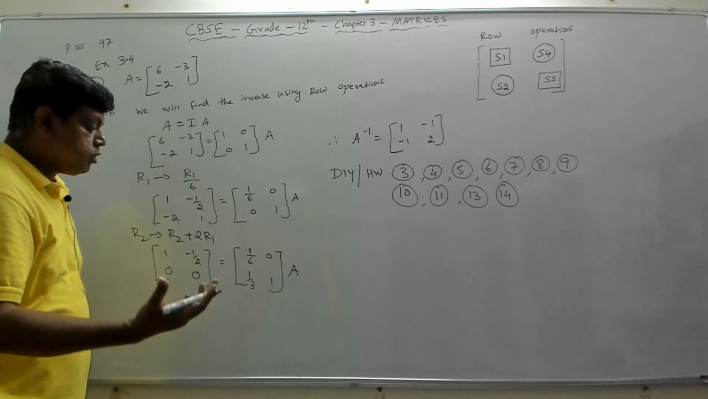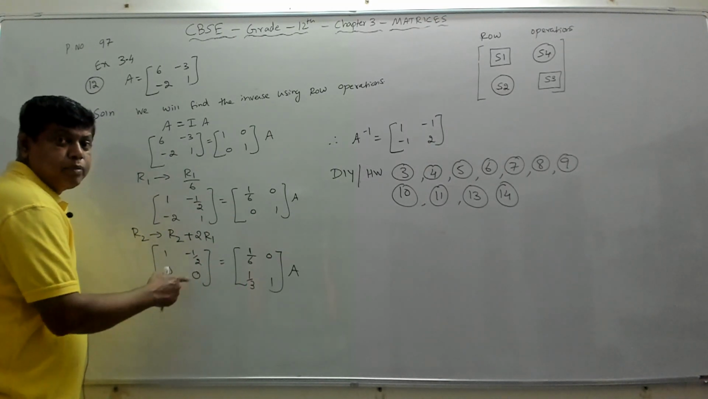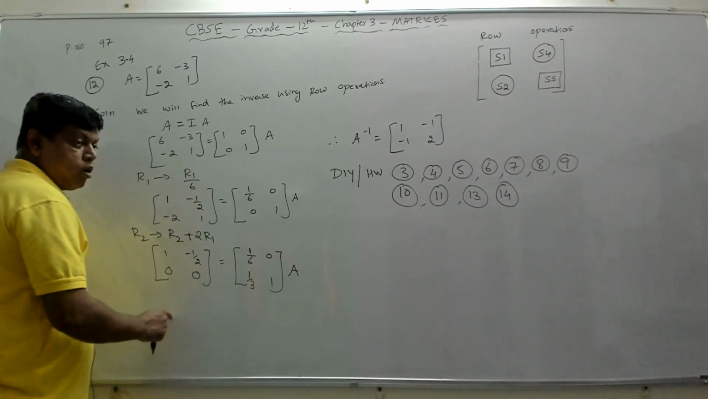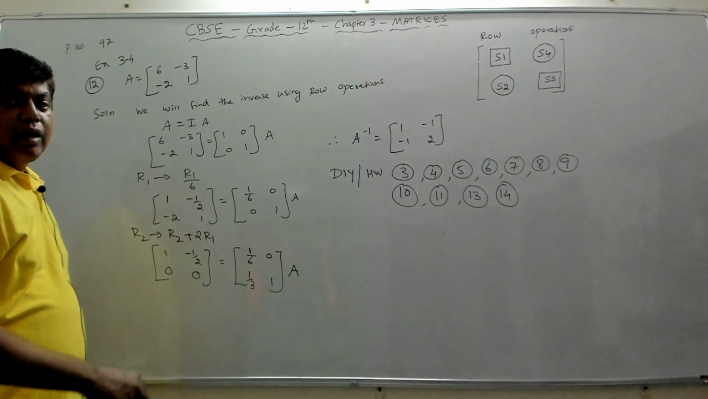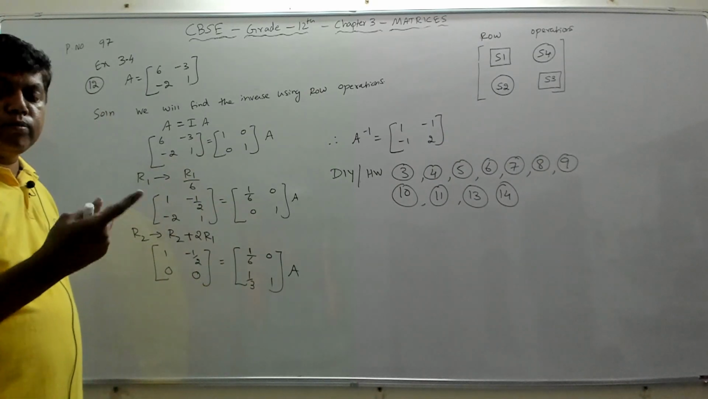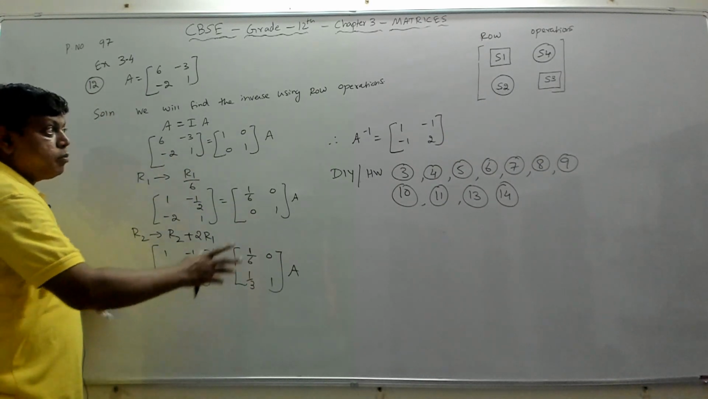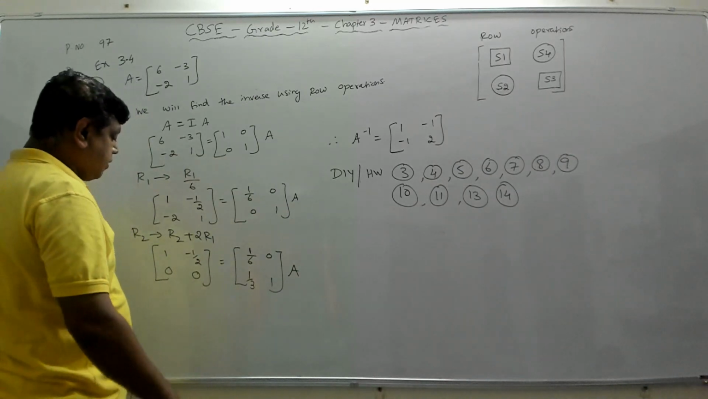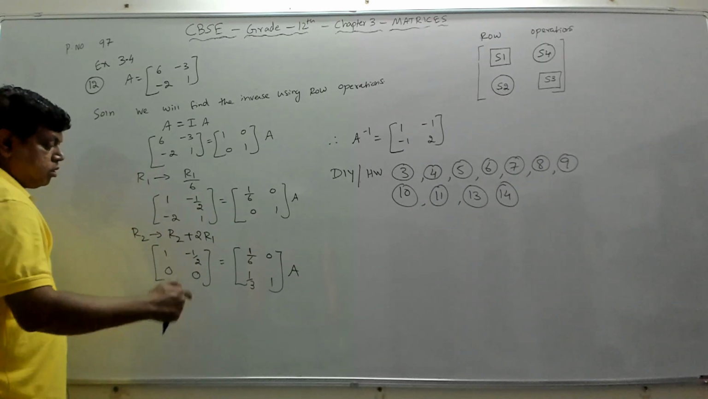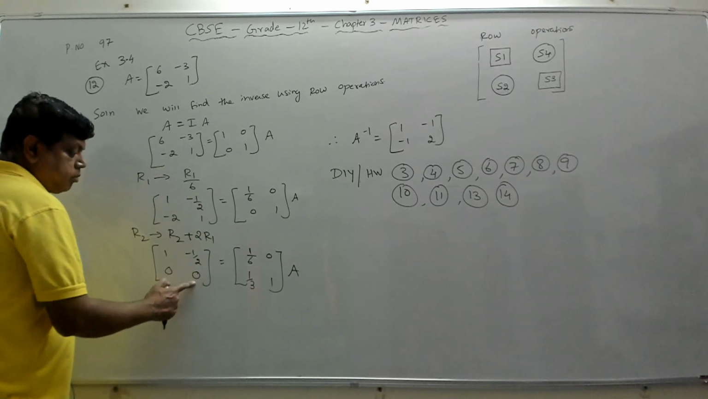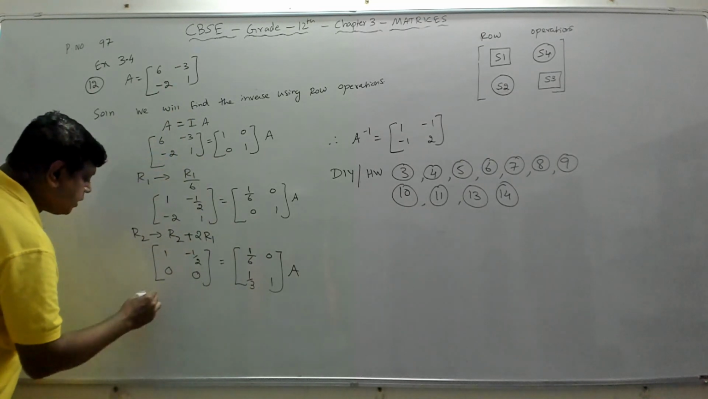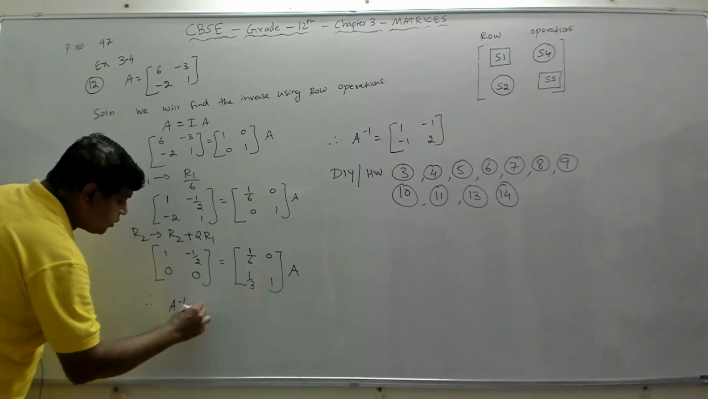Now we got into a situation where a particular row has become 0. When we are trying to find the inverse, if a particular row or a column becomes 0, which means all the elements of that row or column become 0, then we have to stop the process. We can't proceed further because we can never make this element 1 using any of the operations. So we have to stop the process here, and we should say that this matrix does not have an inverse. Therefore, A inverse does not exist.